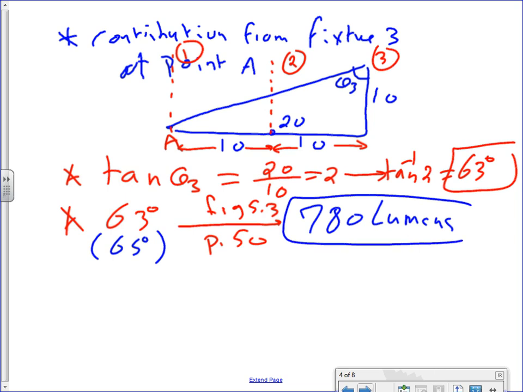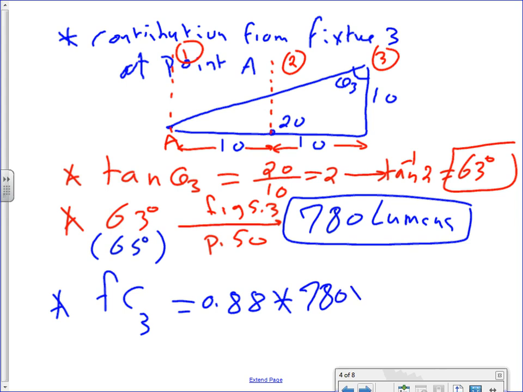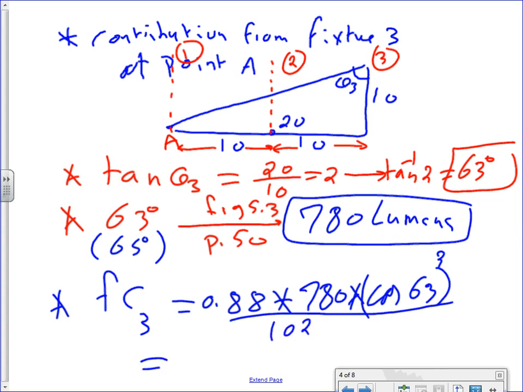That's good enough for us. 780 lumens. Gentlemen, then the foot candle, the last thing you need to do, foot candle 3, you're going to add them up, equal 0.88 times 780 times cosine 63 raised to the power 3 divided by 10 squared. And when you do all this math, that will get you a healthy 0.64.